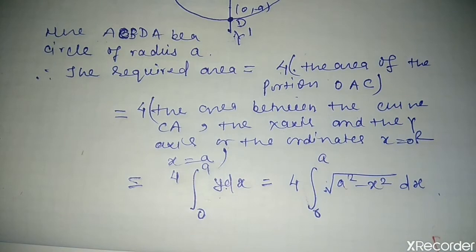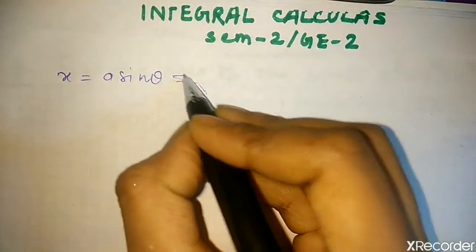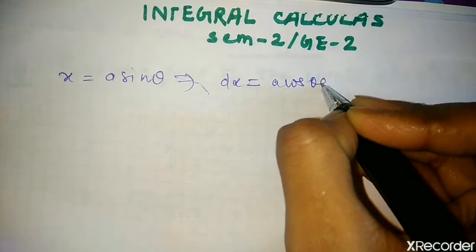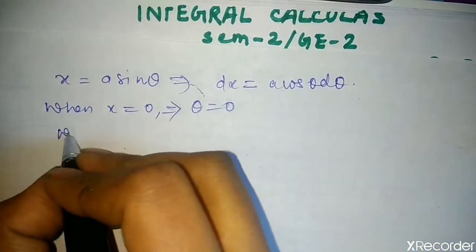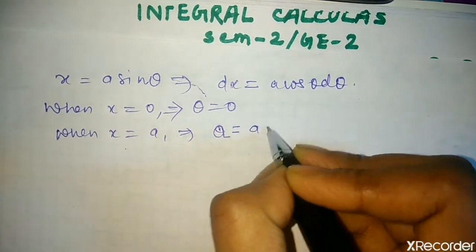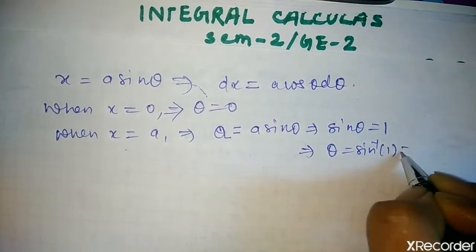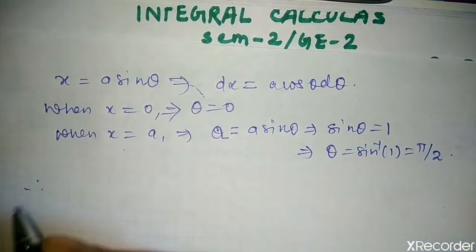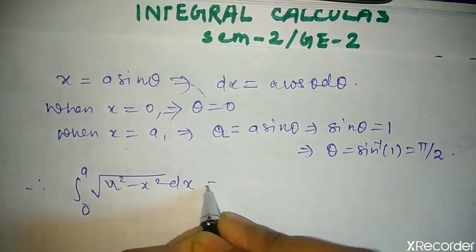To solve this integration, let us put x equals a sine theta. This implies dx equals a cos theta d theta. Now when x is 0, theta is 0, and when x is a, theta is pi by 2. Why? Because a equals a sine theta, so sine theta equals 1, and theta is sine inverse 1, which is pi by 2.